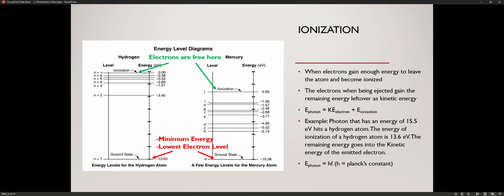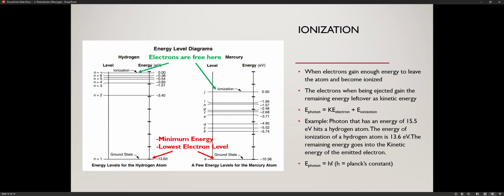Which is this point. So to ionize a hydrogen atom, to get an electron all the way from the ground state and out of the atom, you're going to need to shine a frequency of light that has enough energy of above 13.6. So you need a photon of light that has at least 13.6 electron volts to get it out of hydrogen.